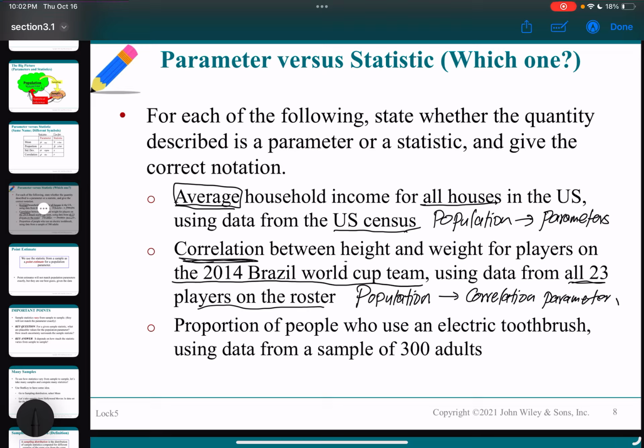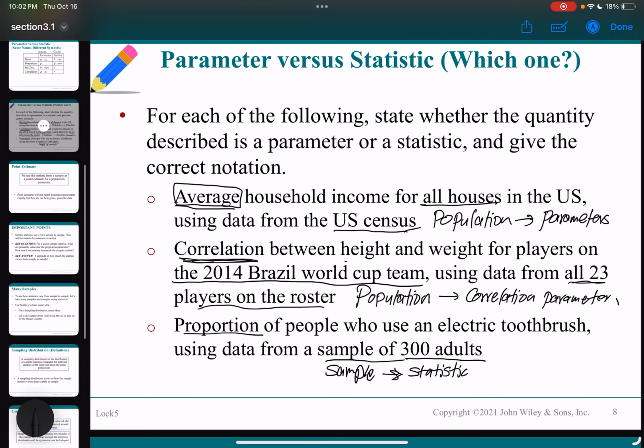Okay, all right. So the last one is super easy. I think that's the easiest one. A proportion of people who use an electric toothbrush, using data from a sample of 300 adults. See, a sample of 300 adults. So it is a sample. That means we have to use a statistic. Which one? Proportion. So here the measurement is proportion, so we use the proportion statistic.